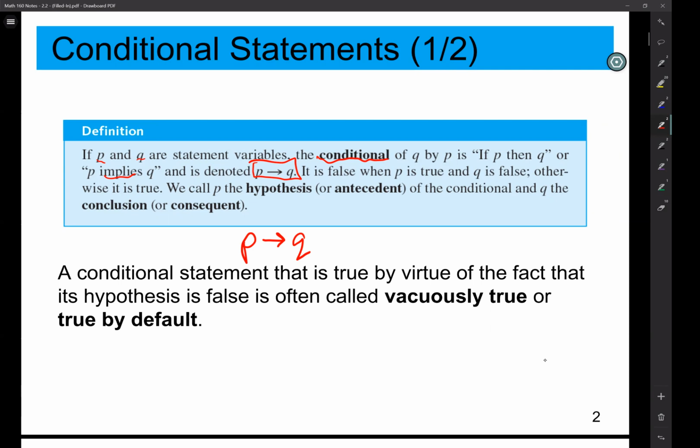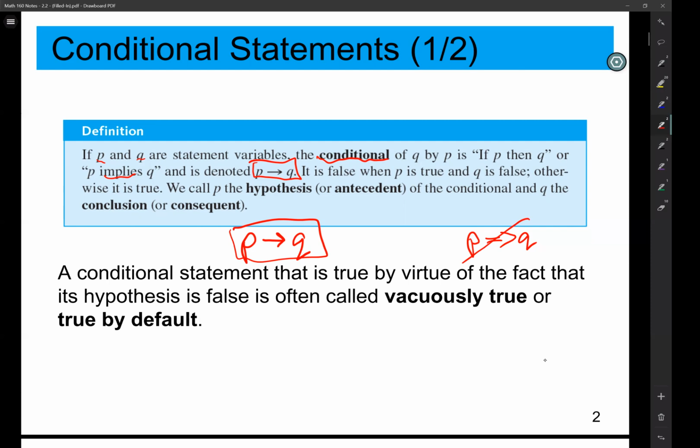In a lot of other math books, they use different arrows, so you might see it in your future math journeys with a different type of arrow, but we're not going to be really using that. In our class, we're just going to be using this. So P implies Q. P is the hypothesis and Q is the conclusion.